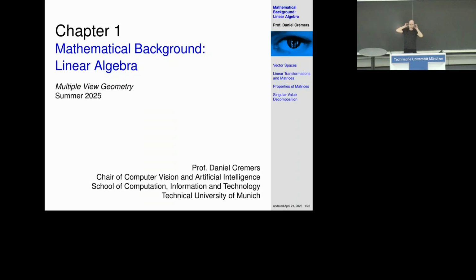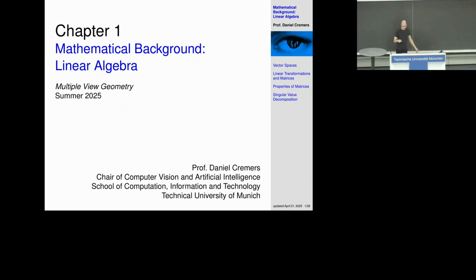Okay, good morning everyone. This is chapter 1 of multiple view geometry. Yesterday I gave you a bit of an introduction, showing you some highlights of 3D reconstruction from images. The challenge here, 3D computer vision, is getting the 3D world from camera images. And now we're delving into the lecture.